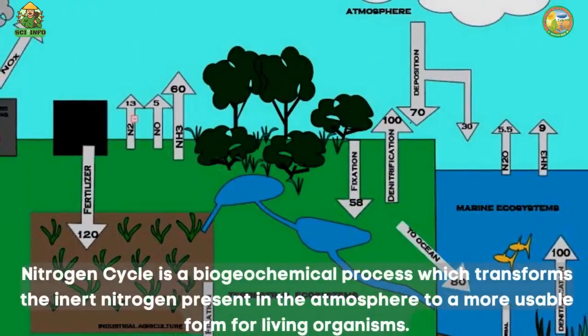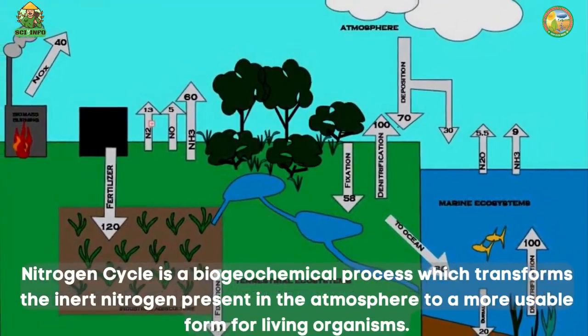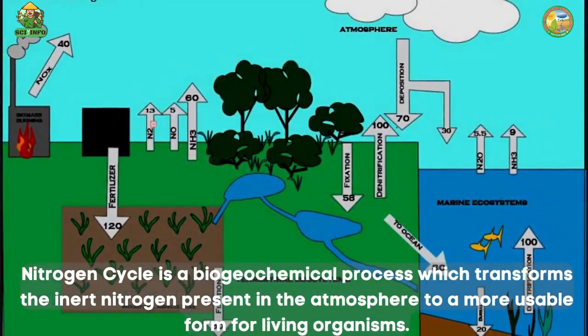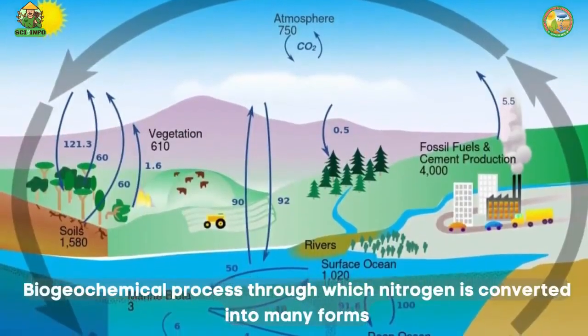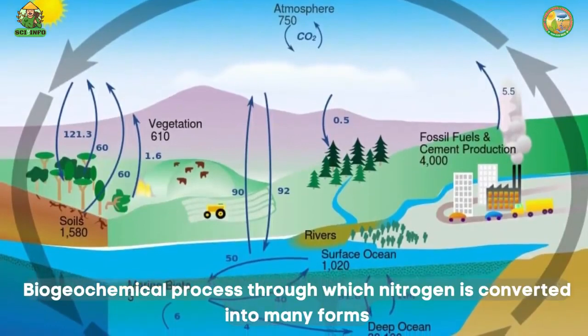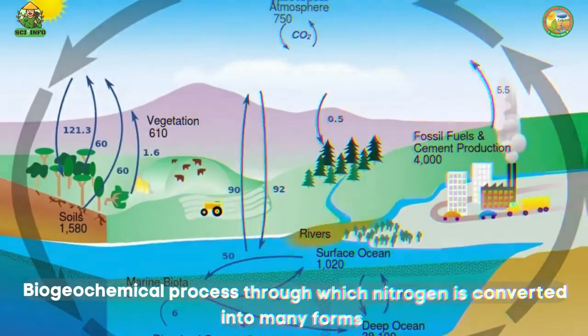Nitrogen cycle is a biogeochemical process which transforms the inert nitrogen present in the atmosphere to a more usable form for living organisms. Nitrogen cycle is a biogeochemical process through which nitrogen is converted into many forms, consecutively passing from the atmosphere to the soil to organism and back into the atmosphere.